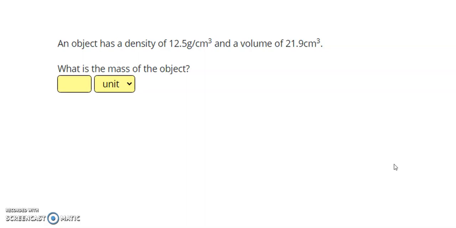This is the instructional video for Unit 1 Density, Complete Problems Number 1. This problem says an object has a density of 12.5 grams per cubic centimeter and a volume of 21.9 cubic centimeters. We'll look for the problem and see what values we find. I see 12.5 grams per cubic centimeter and 21.9 cubic centimeters.